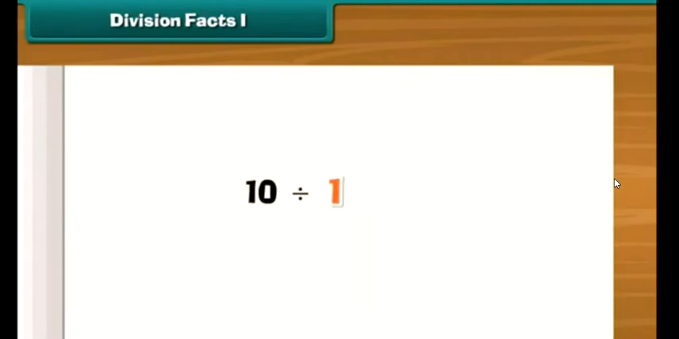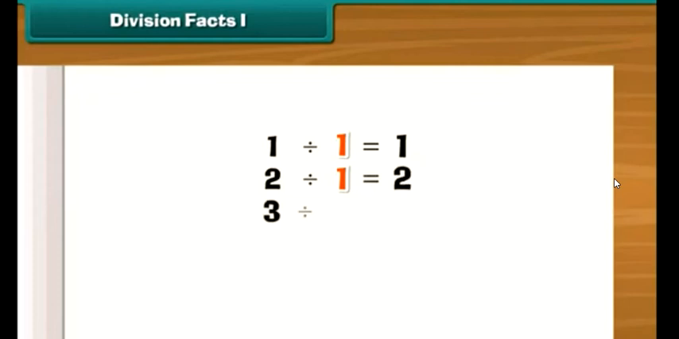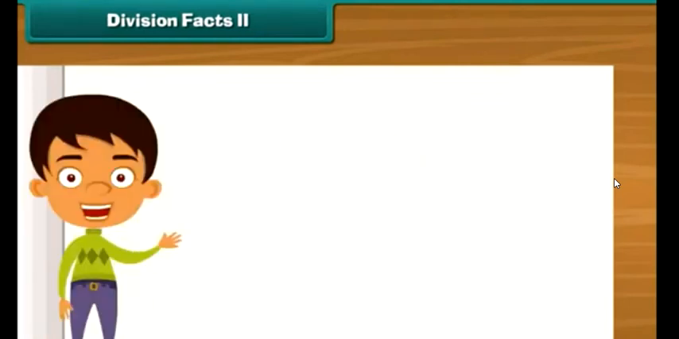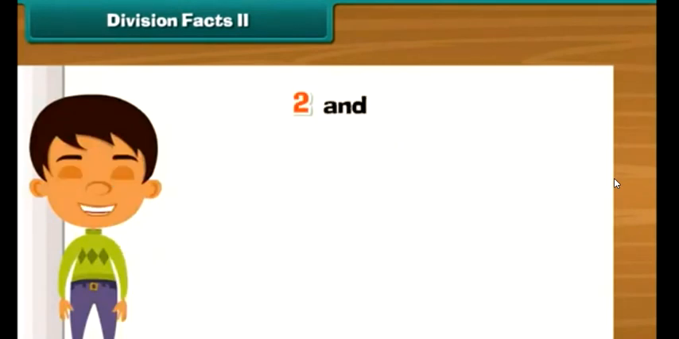When a number is divided by 1, the result is the number itself. 1 divided by 1 is 1. 2 divided by 1 is 2. 3 divided by 1 is 3, and so on. Division facts 2. Let us learn the division facts of 2 and 3.